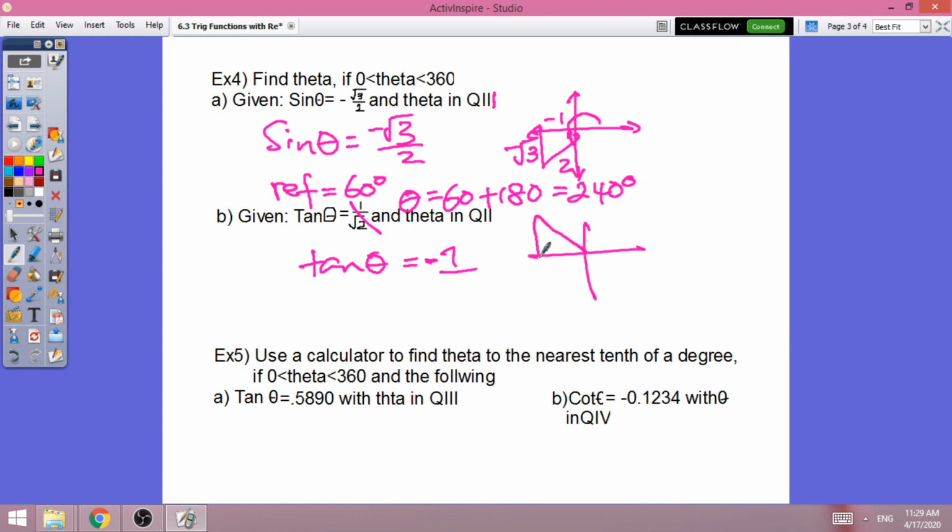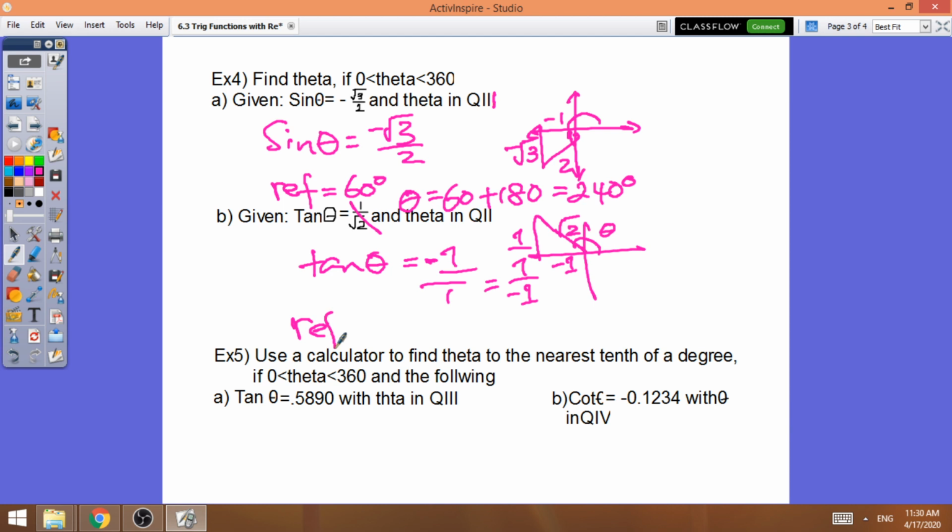So tangent, quadrant 2. So negative 1, so that's negative 1 over 1. Well, the opposite cannot be considered negative because that's in quadrant 2. So the negative, you can move that from the top to the bottom. So it can be written as 1 over negative 1. So it's 1 here, negative 1 here. Hypotenuse, root 2. For those you might be wondering, the reference angle, that's right, it is 45 degrees. So that means theta is 180 minus 45 degrees. So it's 135 degrees.